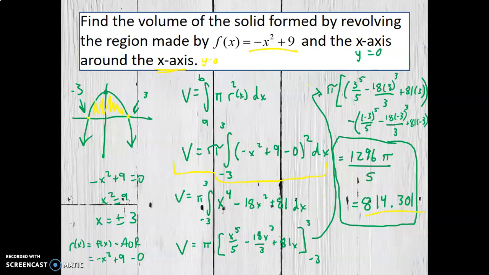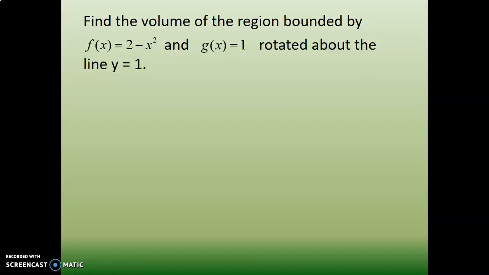So check your work. And now let's move on to what if we're not rotating around the x-axis. So we want to find the volume of the region bounded by 2 minus x² and the line y = 1, rotated around the line y = 1.